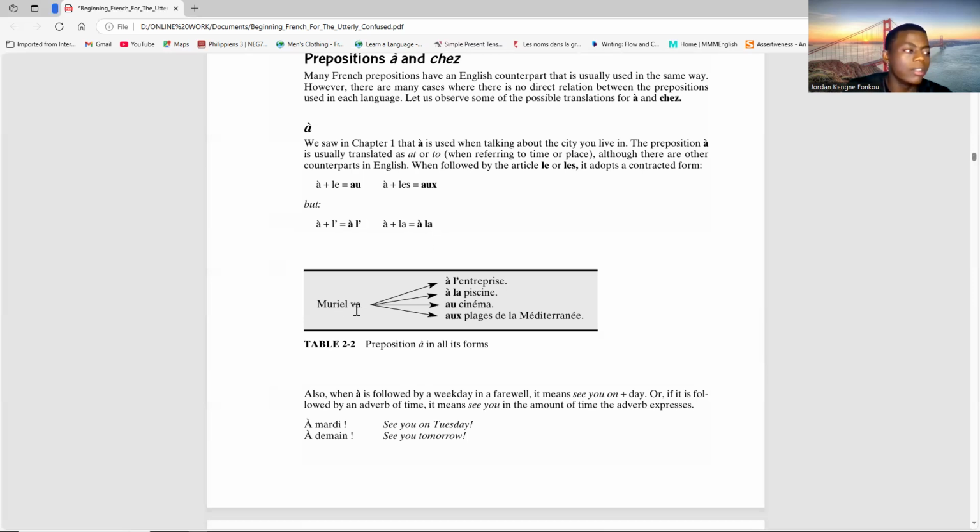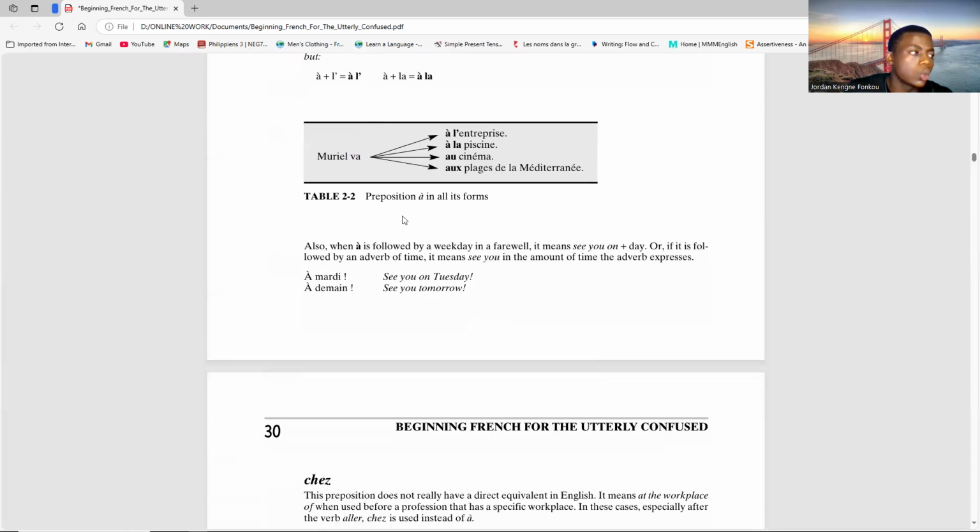So here, Muriel va. Remember, va is what? The conjugation of the verb aller, meaning she goes. Muriel va à l'entreprise. She goes to the company. Elle va à la piscine. She goes to the pool. Elle va au cinéma. She goes to the cinema. Elle va aux plages de la Méditerranée. She goes to the beaches of the Mediterranean Sea. So preposition à in all its forms. Try to memorize this as well.